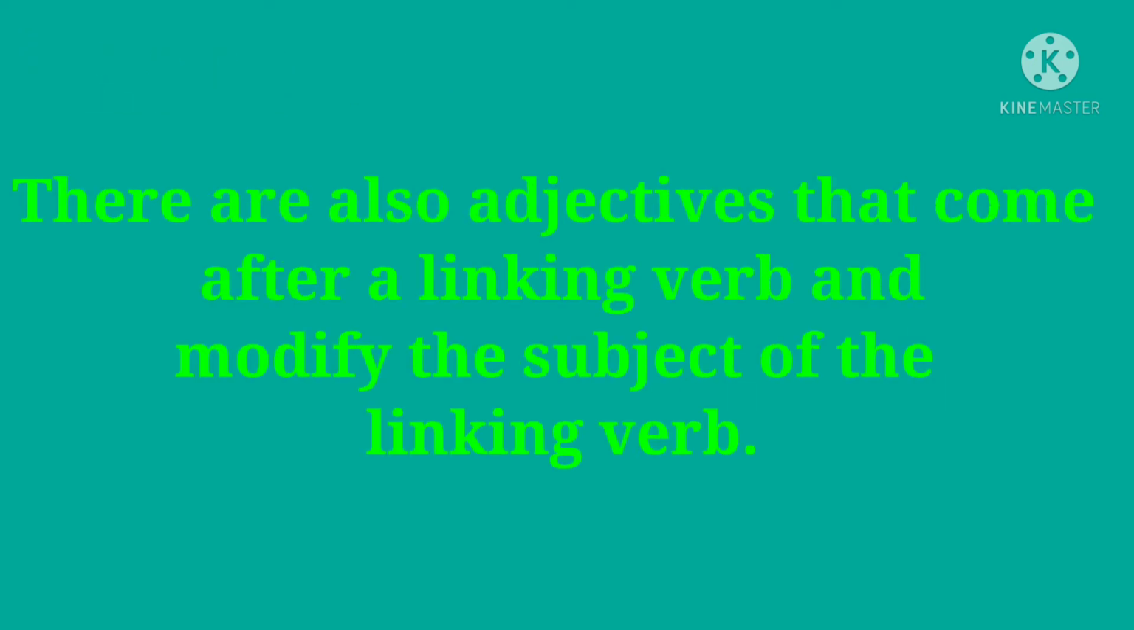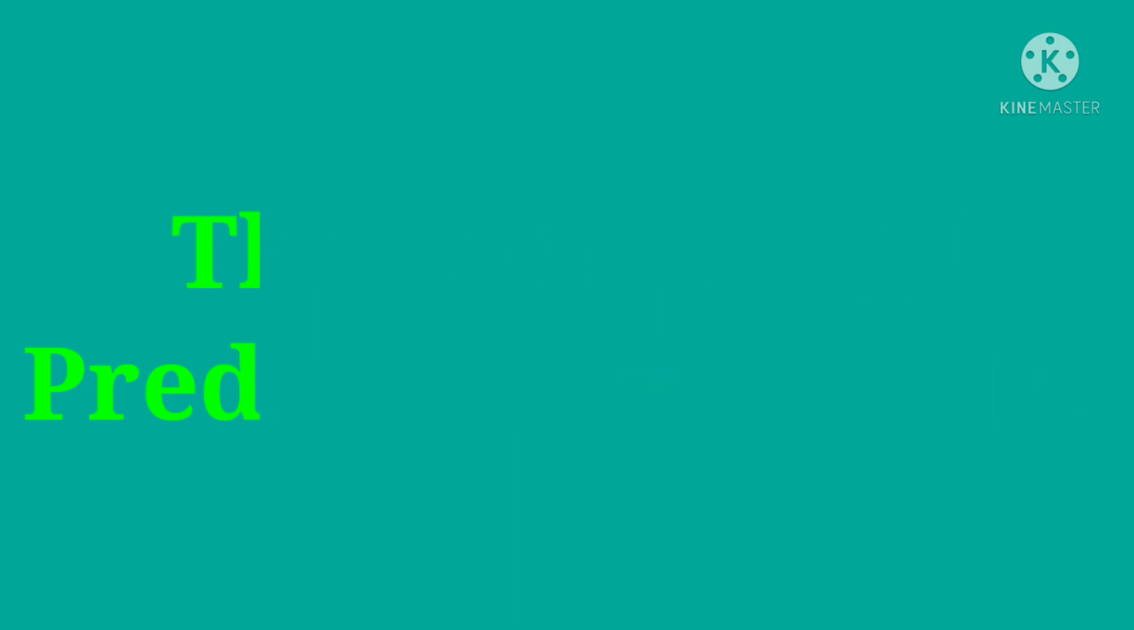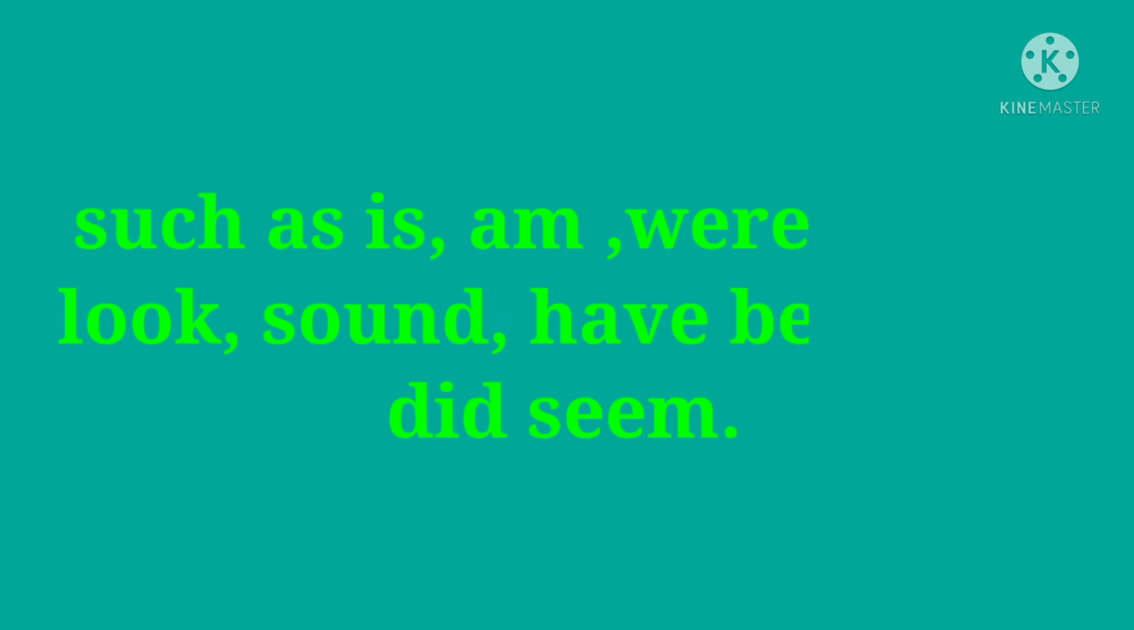There are also other adjectives that come after a linking verb and modify the subject of the linking verb. They are called predicate adjectives. A predicate adjective is a subject complement, a word or a group of words that follows a linking verb or a verb phrase such as is, am, were, taste, look, sound, have been, and did seem.